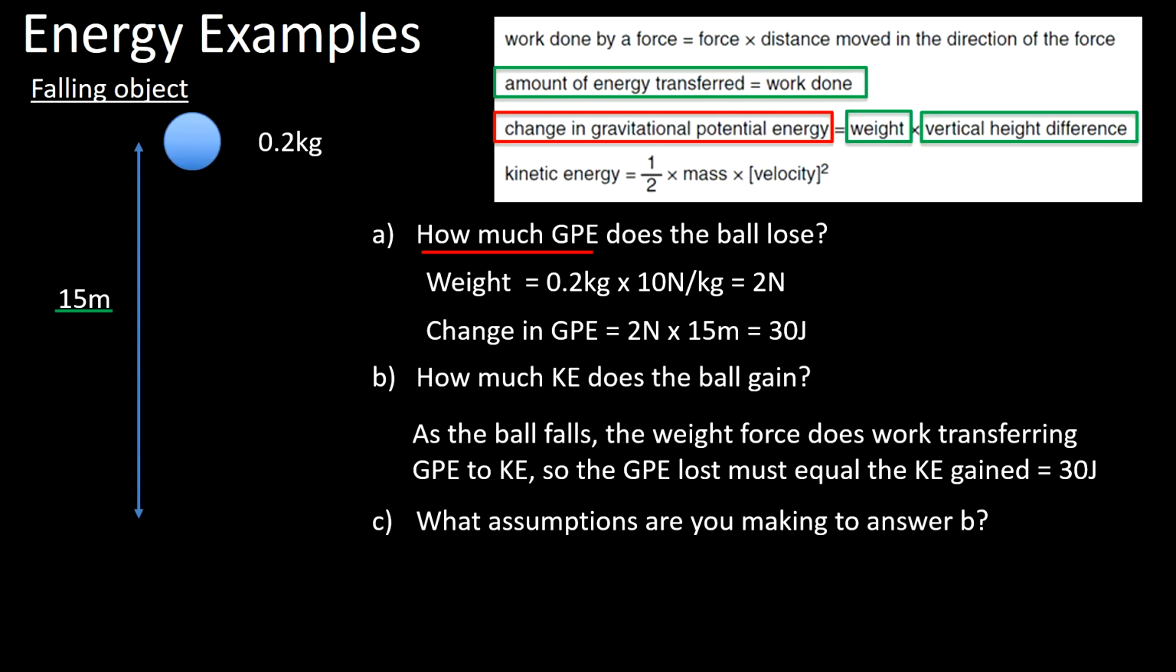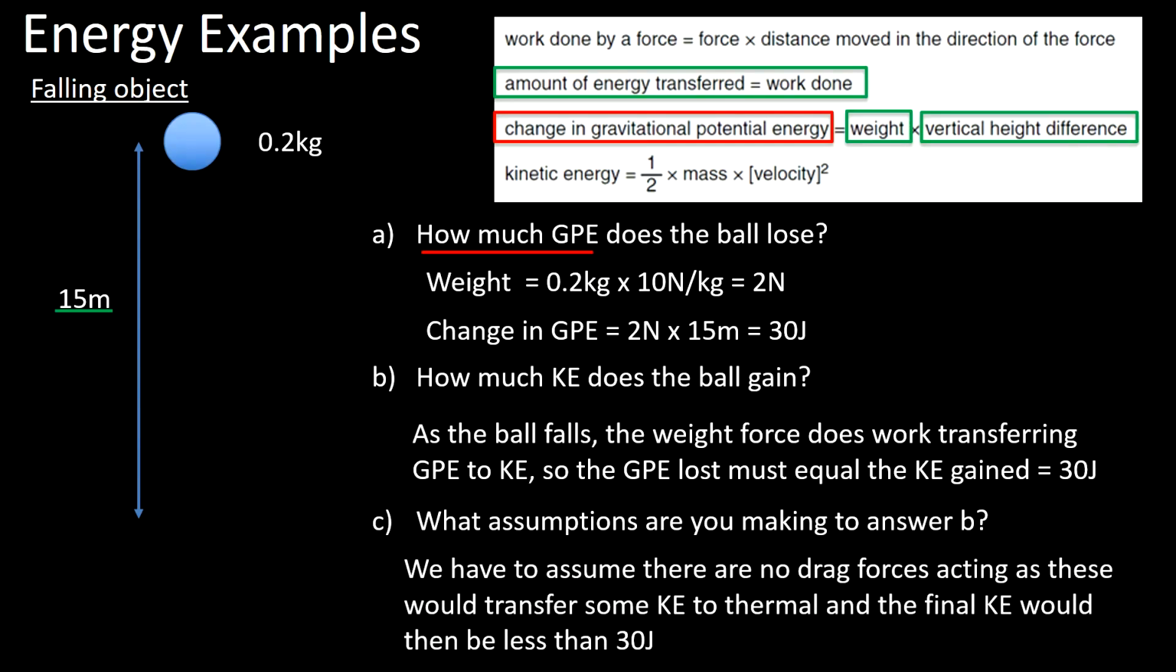We are making an assumption to answer part B, and that's the assumption that there are no drag forces acting, as if there were, they would take some of the kinetic energy and transfer it into thermal. That would mean the final kinetic energy would be less than 30 joules. So that's really a simple single equation calculation to get that 30 joules.